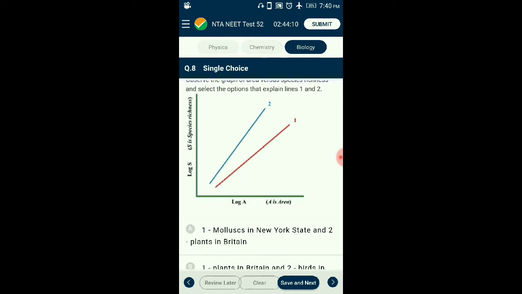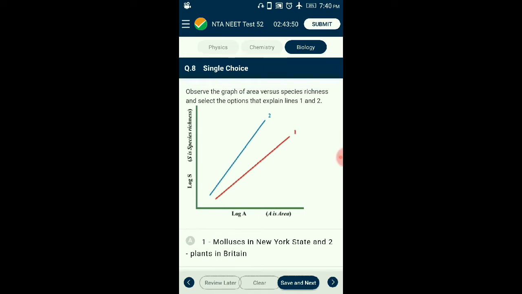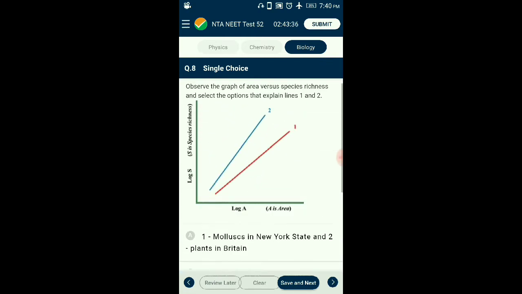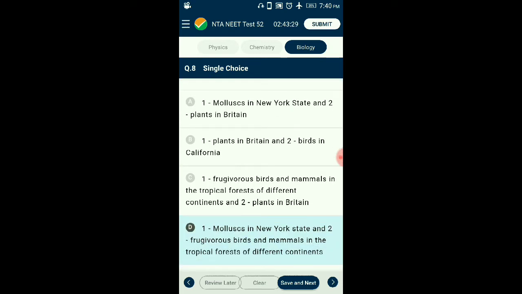For example, for frugivorous, generally called fruit-eating, birds and mammals in the tropical forests of different continents, the slope is found to be 1.15. In this graph, line 2 is steeper than line 1, thus its Z value is higher. So the answer is option D. First one, mollusks in New York State, and second one, frugivorous birds and mammals in the tropical forests of different continents. So that only explains line 1 and 2. So the correctly matching option is D.